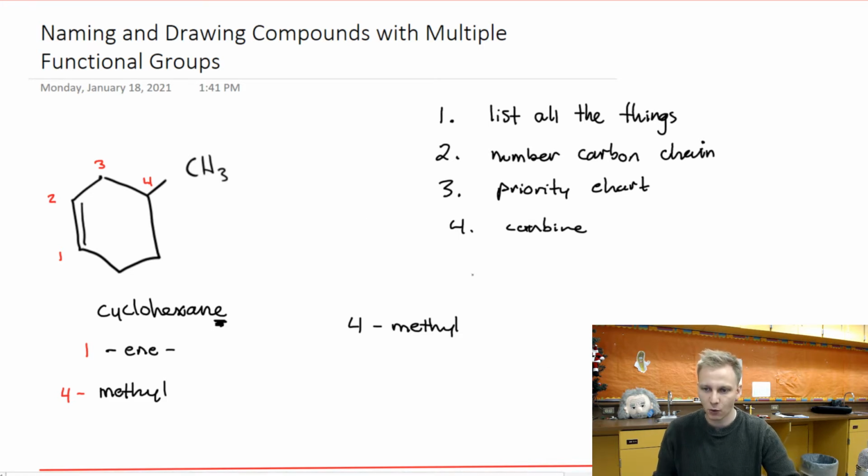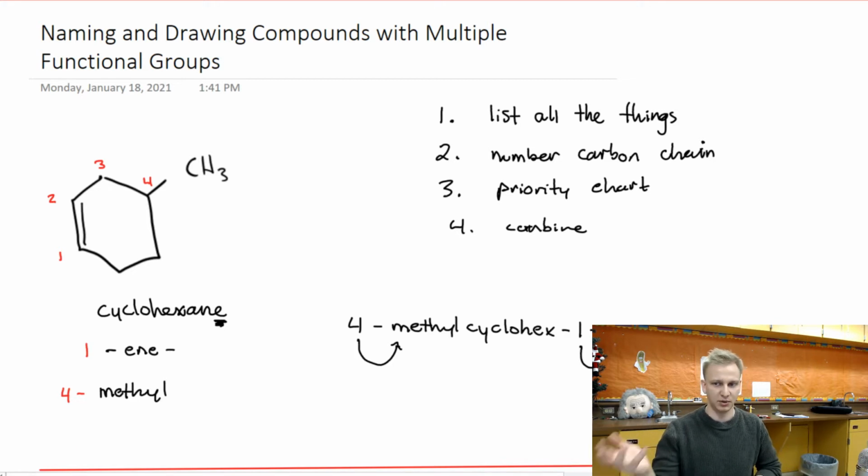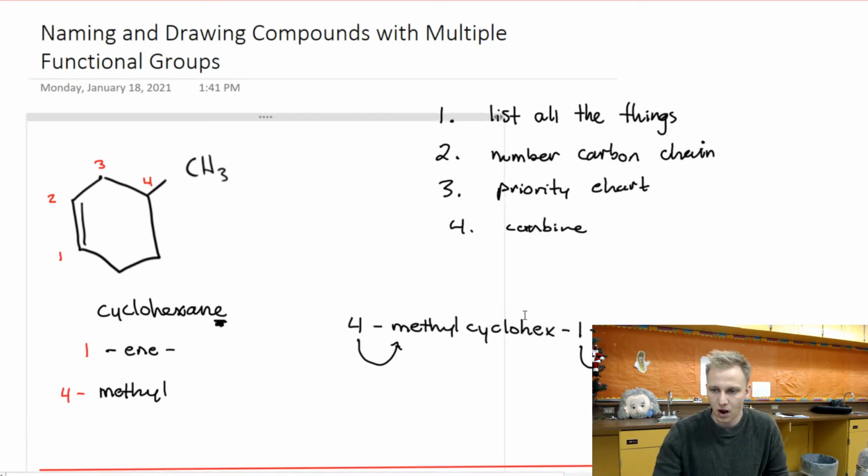And so it'll be 4-methylcyclohex. And we said that we need this ENE ending. So it's cyclohex-1-ene. So now what that communicates is that on carbon number 4, there's a methyl group. And then it's all part of a cyclohexane. But on carbon number 1, there's also a double bond. And so that's how we take all the different pieces of information and chunk them together into this one name of the molecule. And so that's how you do naming of this particular molecule here.